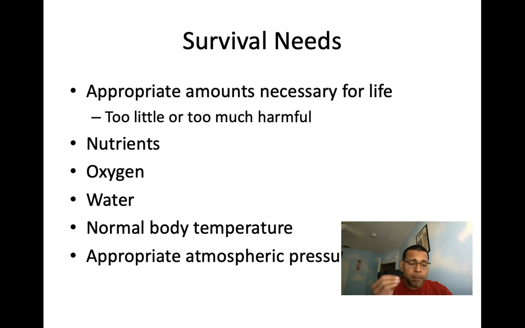Now, I want you to know just the presence of these factors isn't enough either. They have to be present in appropriate amounts. Too much and too little are equally harmful. For example, oxygen is essential. But after prolonged hours or days of exposure, excessive amounts of oxygen is going to be toxic to our body's cells.